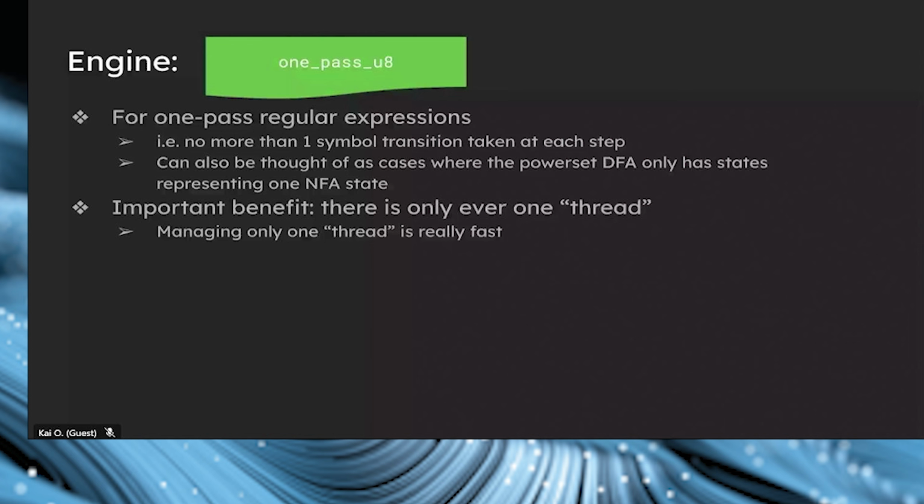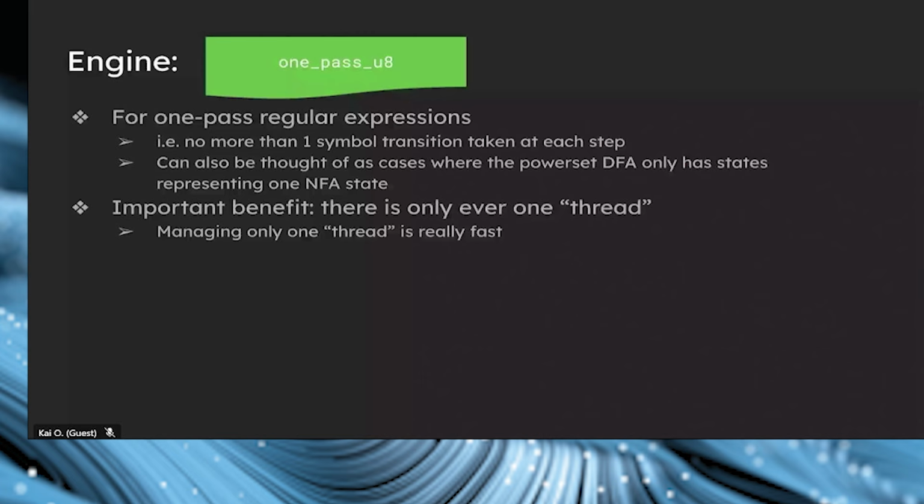Currently it's just fastest. But in this case, one-pass regular expressions are a subset of regular expressions where there's no more than one single transition at each step. So before we had that case where it branched out and there were 2 transitions at the same time that both matched an A, that would not be a one-pass regular expression. And so you can also think of it as the cases where the power set DFA only has states representing one NFA state. We're talking more about DFAs in a bit.